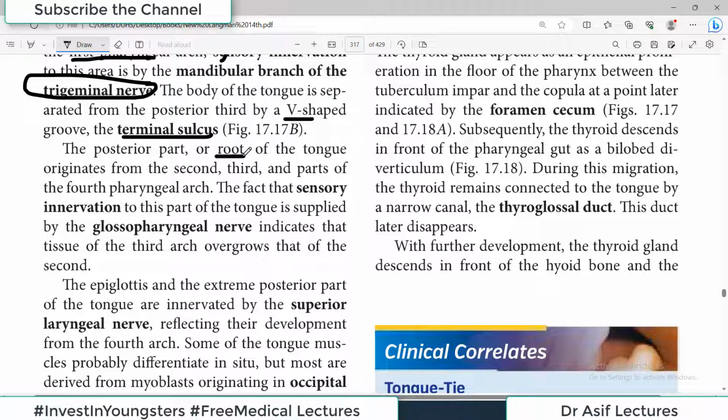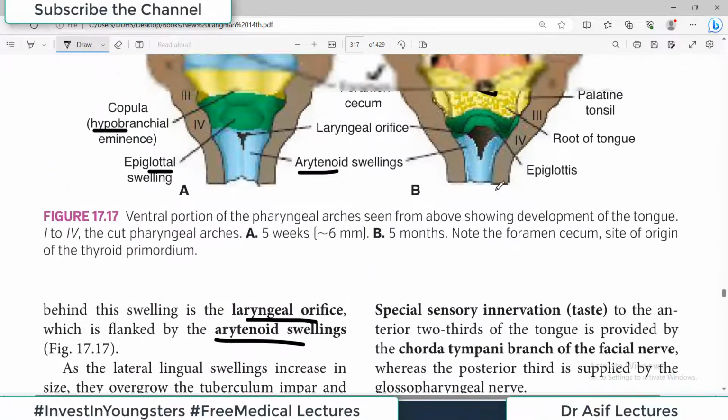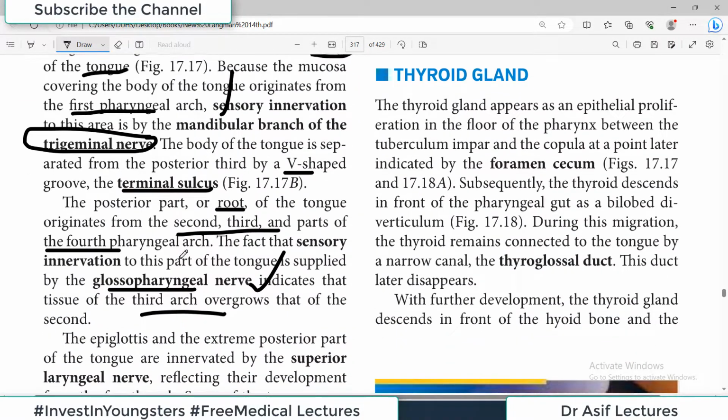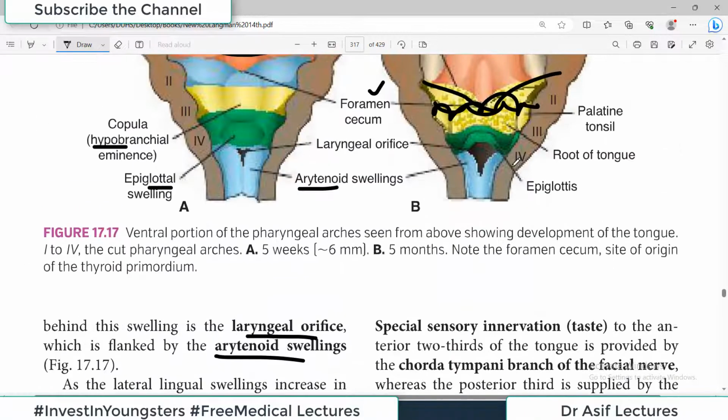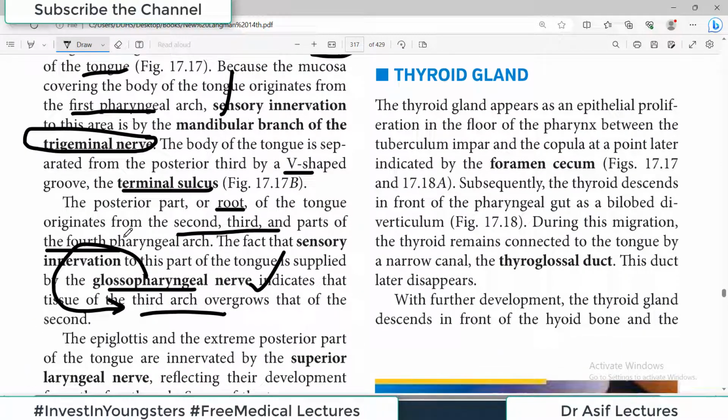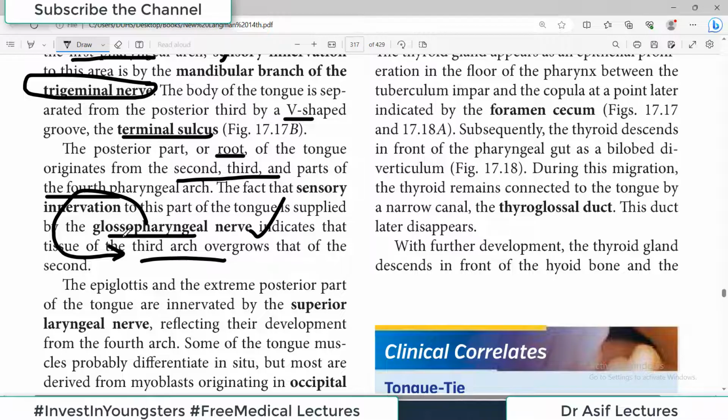The posterior part of the root of the tongue originates from the second, third, and part of the fourth pharyngeal arches. The fact that sensory innervation to this part of the tongue is supplied by glossopharyngeal indicates that the tissue of the third arch overgrows. So ये वाला जो part है, इसकी जो major nerve supply है, that is via the glossopharyngeal, which also indicates glossopharyngeal is the nerve supply for the third pharyngeal arch. तो इससे ये भी पता लगता है कि भाई चूंकि glossopharyngeal supply कर रही है, तो probably third pharyngeal arch का contribution इस part of the tongue में सबसे ज़्यादा है.